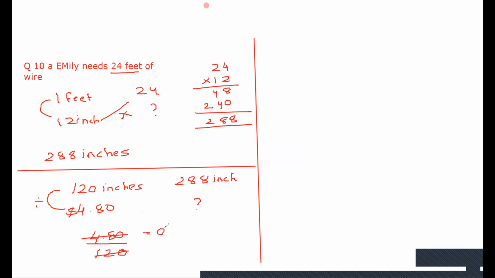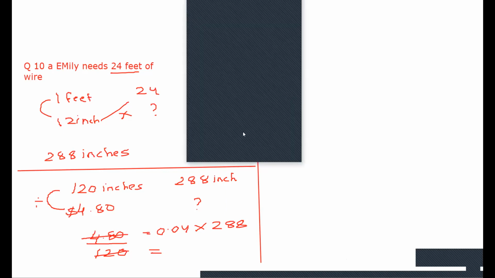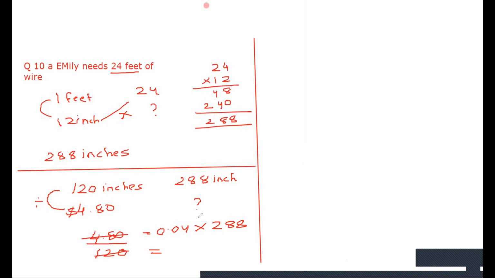I get 0.04. That I multiply with 288. So I get here 0.04 times 288 equals, I get 11.52, girls. I get 11.52 dollars. Did you understand how I solved?